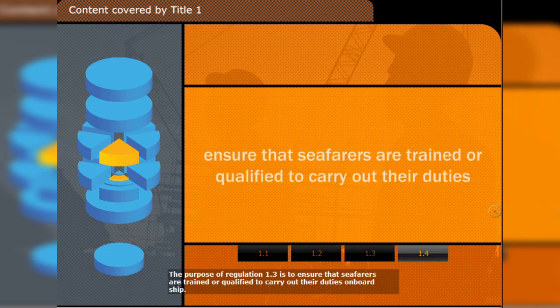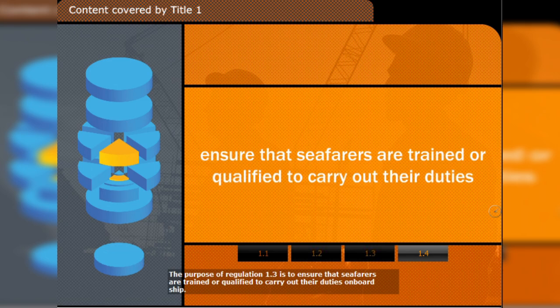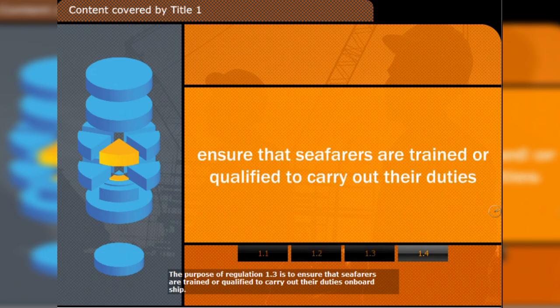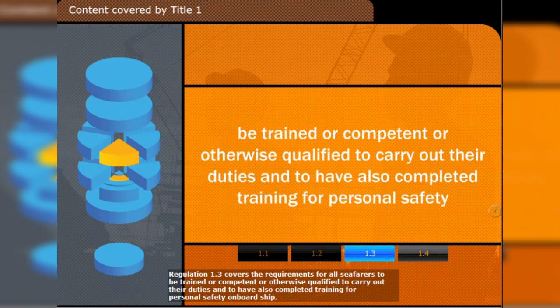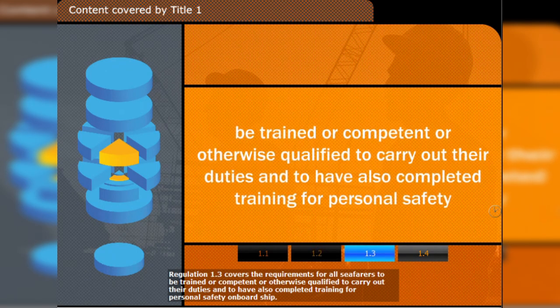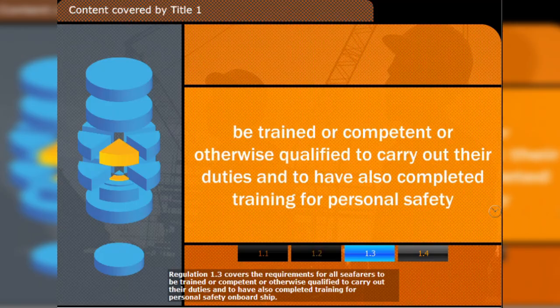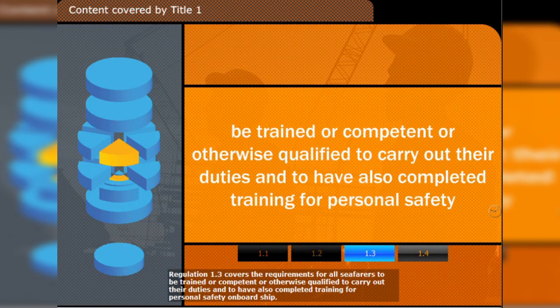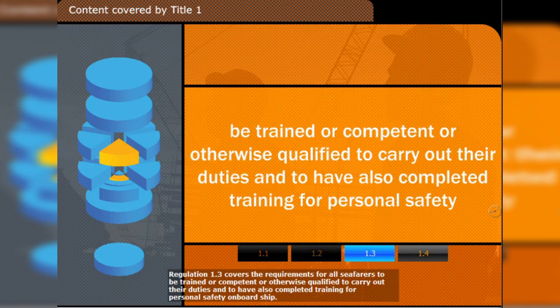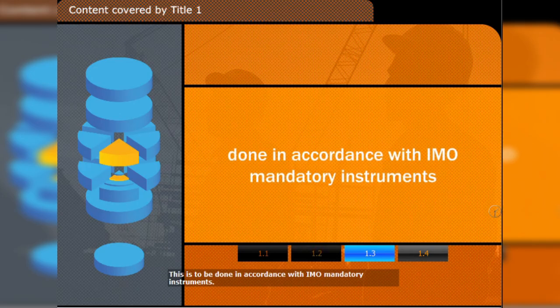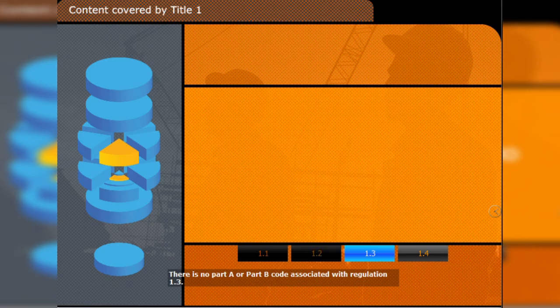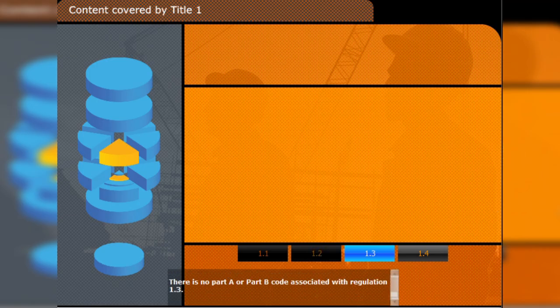The purpose of Regulation 1.3 is to ensure that seafarers are trained or qualified to carry out their duties on board ship. Regulation 1.3 covers the requirements for all seafarers to be trained or competent or otherwise qualified to carry out their duties and to have also completed training for personal safety on board ship. This is to be done in accordance with IMO mandatory instruments. There is no Part A or Part B code associated with Regulation 1.3.